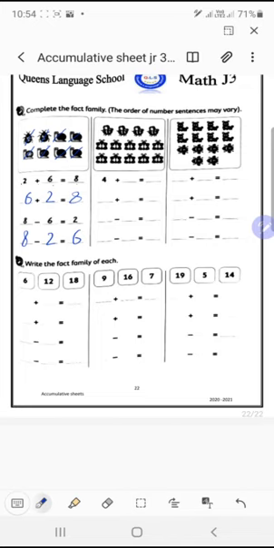Next one, how many objects do we have here? Same objects, 1, 2, 3, 4. So we will write here 4. 4 plus what? We add how many? 1, 2, 3, 4, 5, 6, 7, 8, 9, 10. So we will write 4 plus 10.